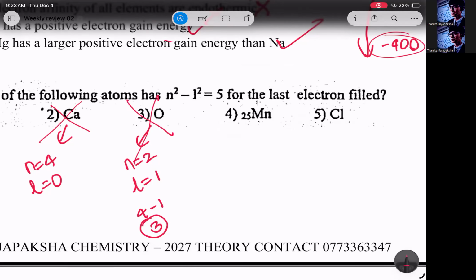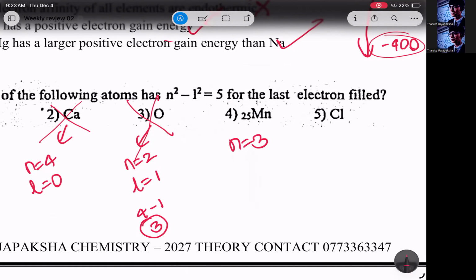Manganese. Manganese is atomic number 25. That means the n value is 4, right? Sorry, not the fourth energy level. n equals 3, people.